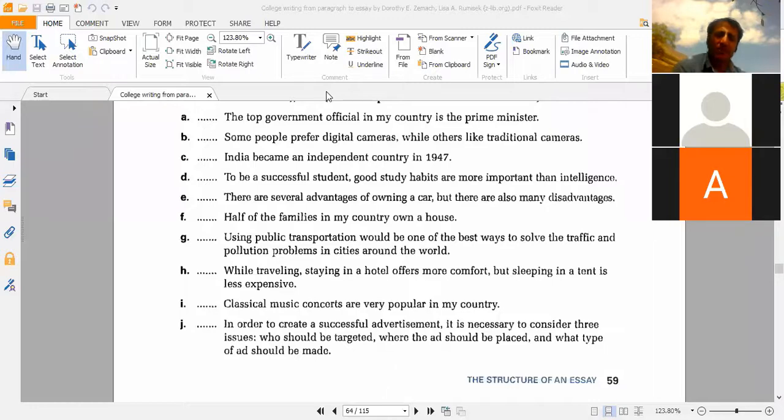Classical music concerts are very popular in my country. This can't be a kind of thesis statement.